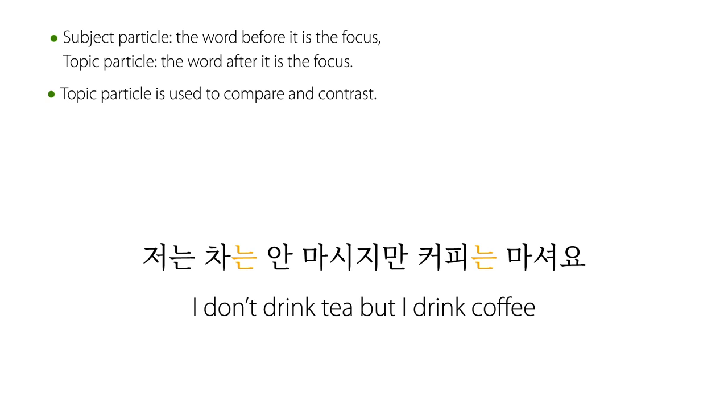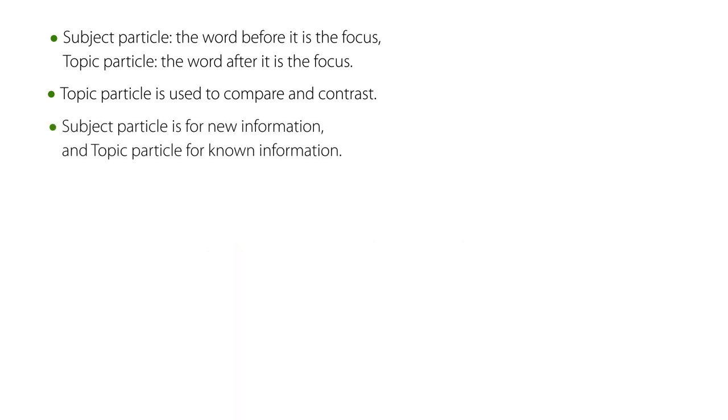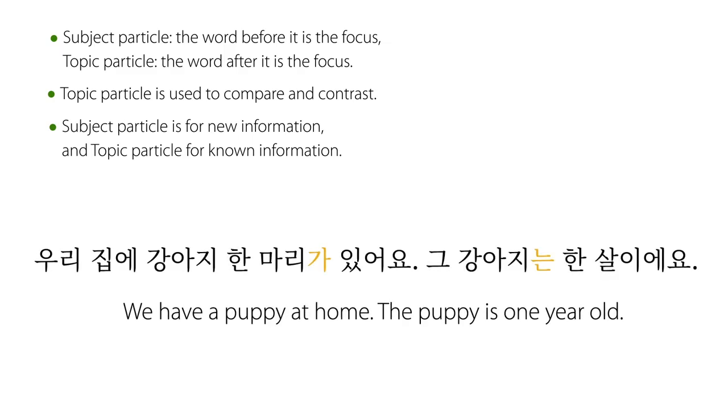Last, subject particle is for new information, and topic particle is for things that are known and familiar, and we already talked about. Take a look at this example. 우리 집에 강아지 한 마리가 있어요. 그 강아지는 1살이에요. So we used the subject particle when we mentioned the puppy for the first time, but when we mentioned the puppy again, we used the topic particle, because it was no longer new information.